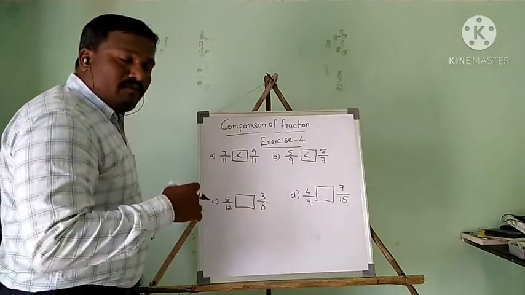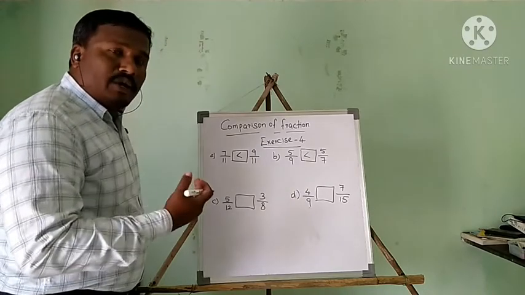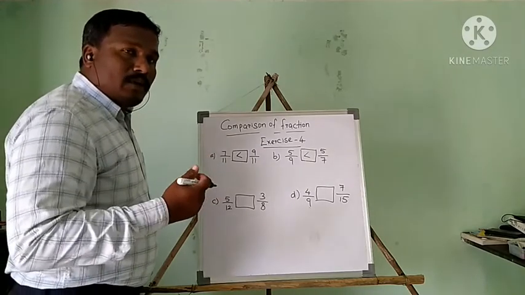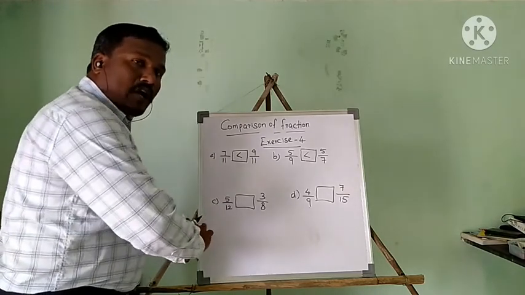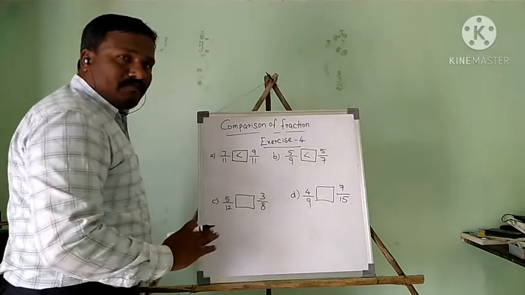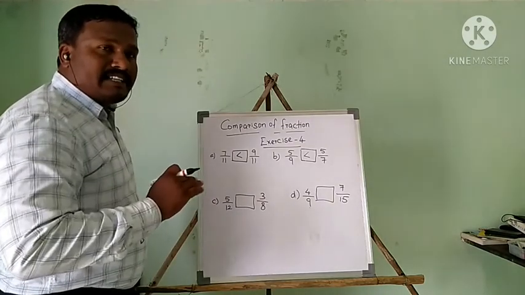Okay, so then third one, if you see here, the numerator is not the same and the denominator is also not the same. So now we cannot compare as it is. So we want to find the LCM. I told you in the first video, if you want to compare, we have to make all the denominators the same. Then we can say which is greater, which is smaller.